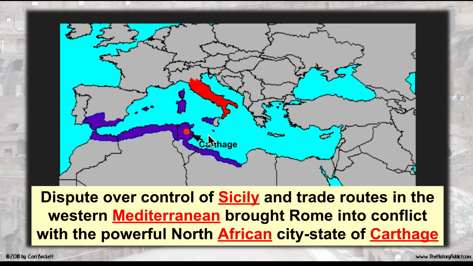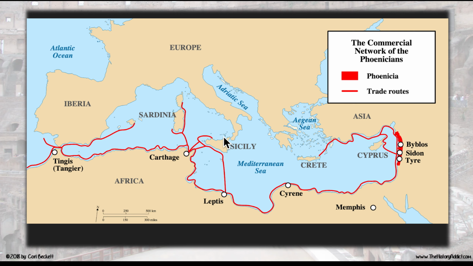But a dispute over Sicily and the trade routes in the Mediterranean brought Rome into conflict with the power of the North African city-state known as Carthage, because Rome wanted to get out in this area a little bit more and wanted to trade, and Carthage pretty much had it on lock and said no. So Rome threw a temper tantrum and started a war. And this is just showing the trade routes of the Carthaginian Empire. You can see Rome's up here kind of by itself. Meanwhile, Carthage had all of this trade.